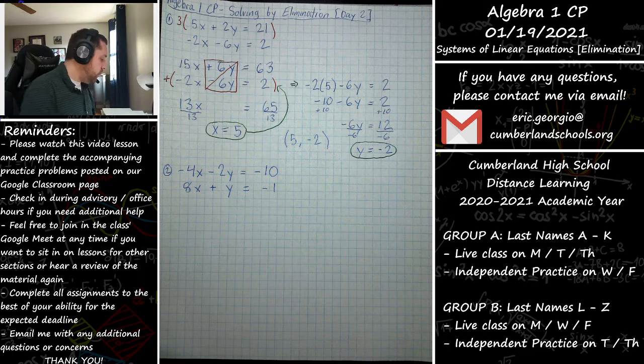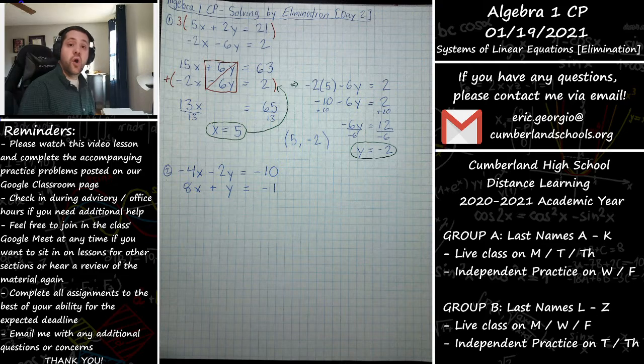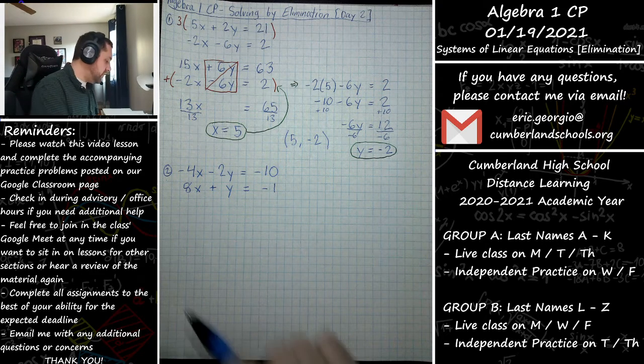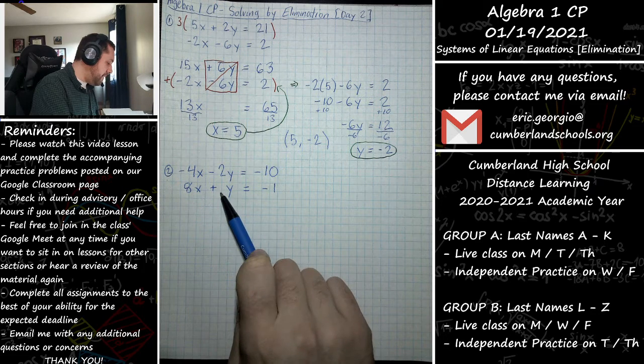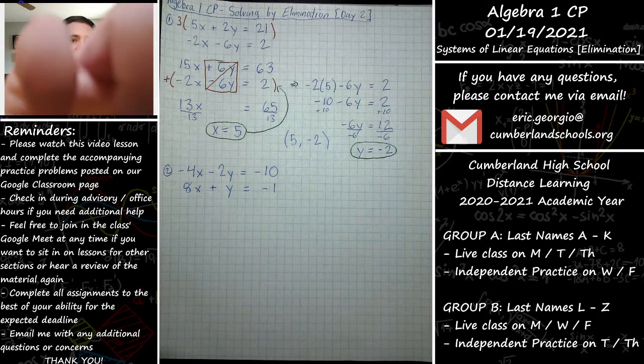And here, we can make that occur in actually a couple ways. We could either multiply the top equation by 2 to make the negative 4x match up with the positive 8x, or we could multiply the bottom equation by 2 to make the 2y match up with the negative 2y. Whichever way you choose to do it is totally fine.